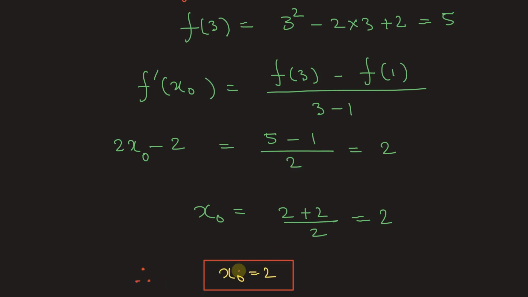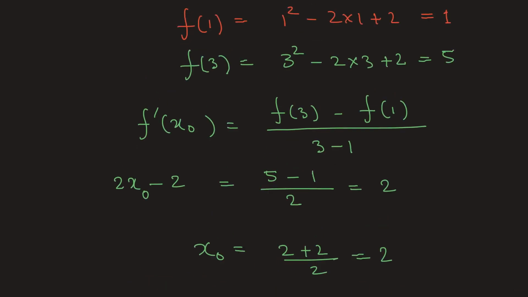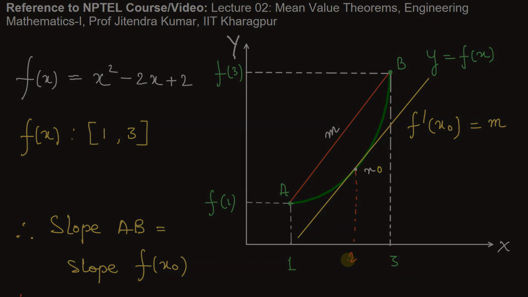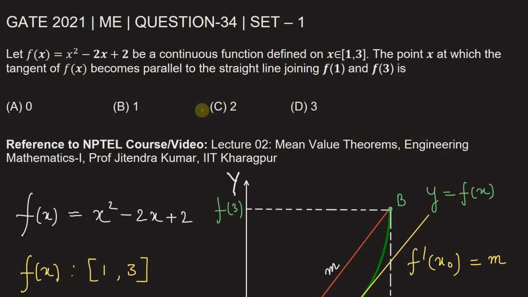Therefore, x naught equal to 2 is the point between 1 and 3 where the slope of this function is equal to the slope of this straight line AB. So this point x naught is at 2. Let's match with the options. We can see here that option C is the correct answer.